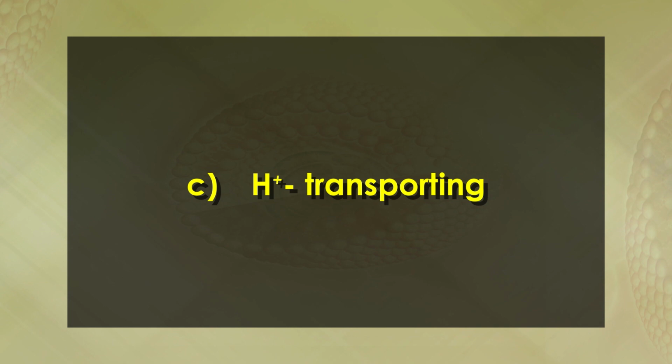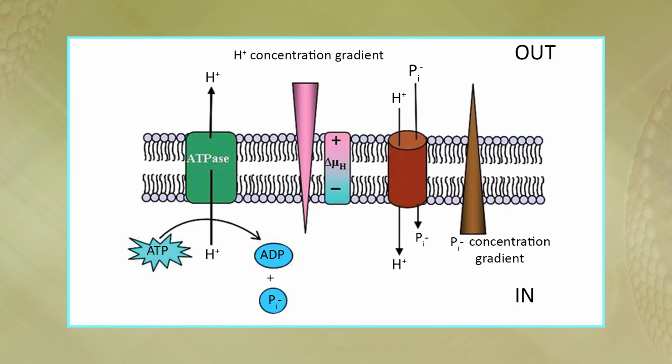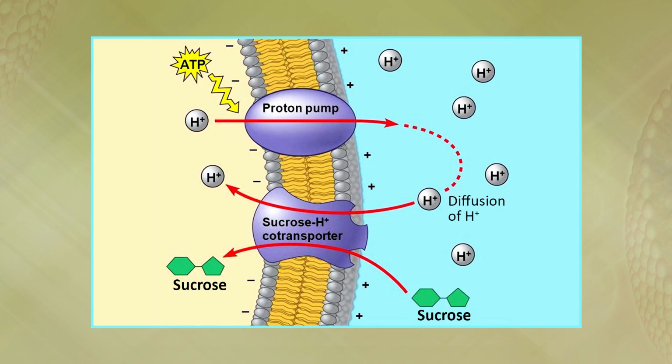Third, hydrogen transporting. Plants have a hydrogen transporting pump. This proton pump plays a key role in the secondary transport of solutes, in the control of cytosolic pH, and possibly in the control of cell growth by means of acidification of the plant cell wall.